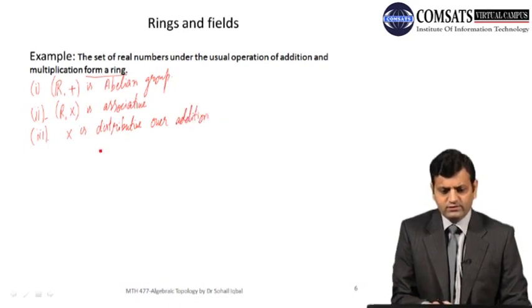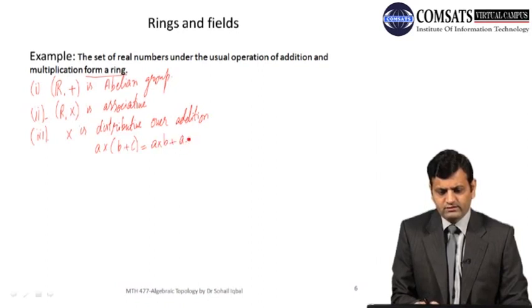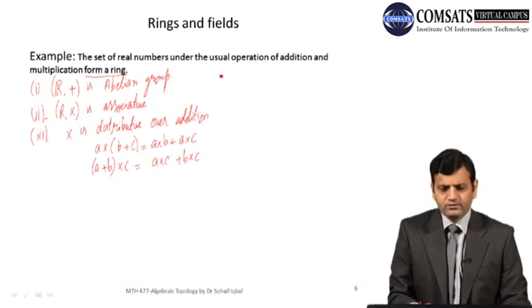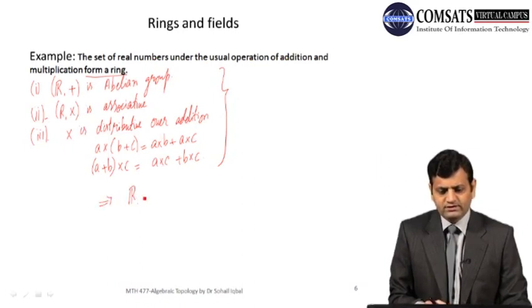from both sides. Of course, we need to see that a cross b plus c is equal to a cross b plus a cross c, and we also need to check that a plus b cross c is equal to a cross c plus b cross c. I'm leaving this as an exercise for you, to verify that all these conditions are satisfied by the set of real numbers under the binary operations of addition and multiplication. So this implies that R under the usual operations of addition and multiplication is a ring.